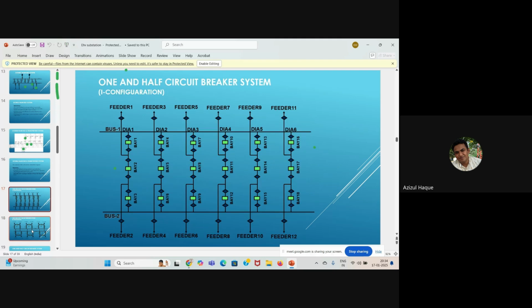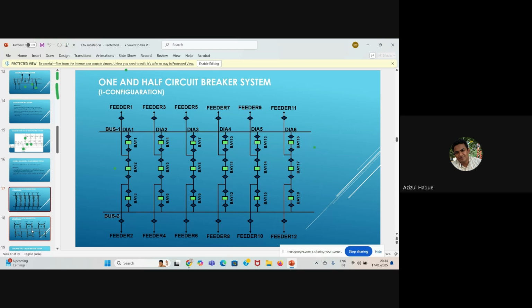This is the 1.5 breaker system bus scheme. Here we have improved over the double main and transfer bus system. Here what happens? We have two main buses, bus 1 and bus 2. There is no transfer bus, and two feeders are there, but we have one additional breaker. Each feeder has its own breaker. This yellow color is the breaker. This feeder is connected to bus 1 via its own breaker.